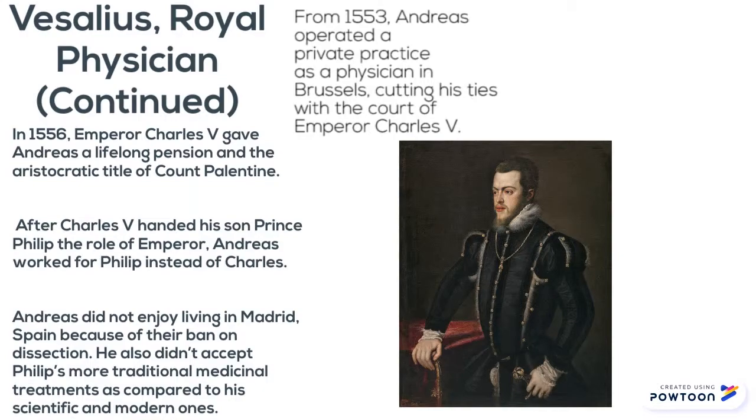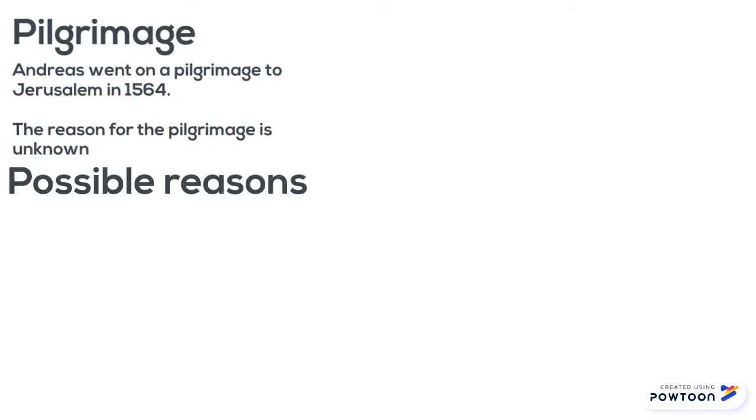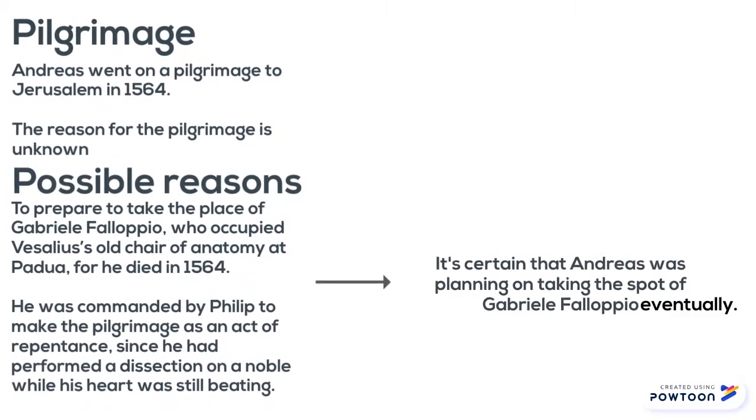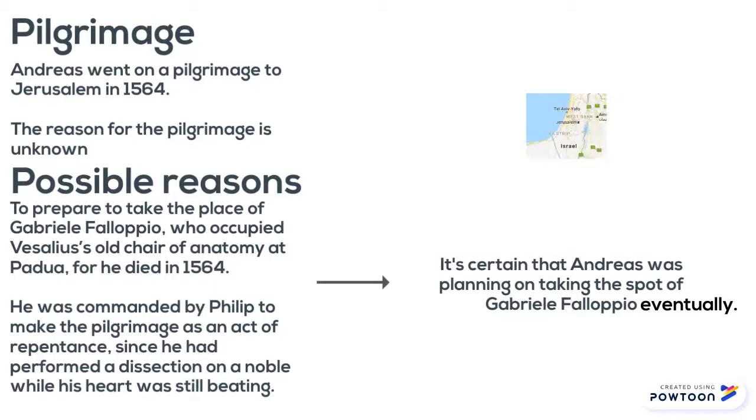This is because physicians in Spain used traditional medicinal treatments rather than modern scientific ones. For example, physicians in Spain relied on the movement of planets to cure illnesses. Also, Spain didn't allow the dissection of human bodies. In 1564, while working for Philip, Andreas went on a pilgrimage to Jerusalem.